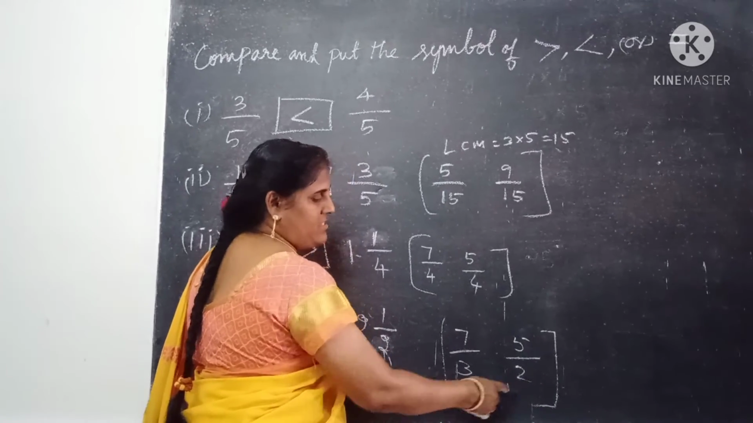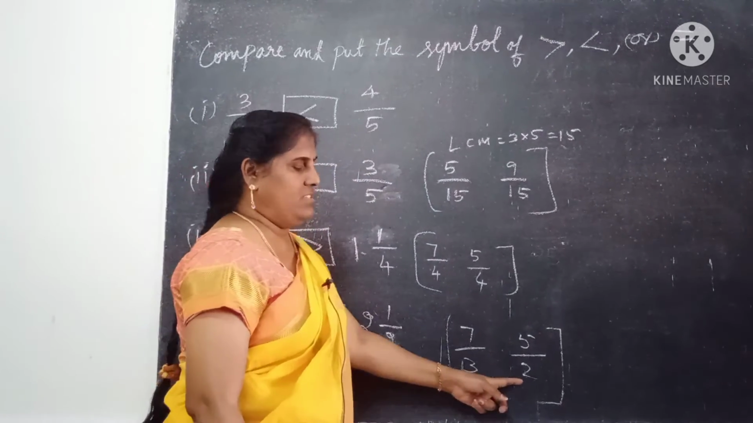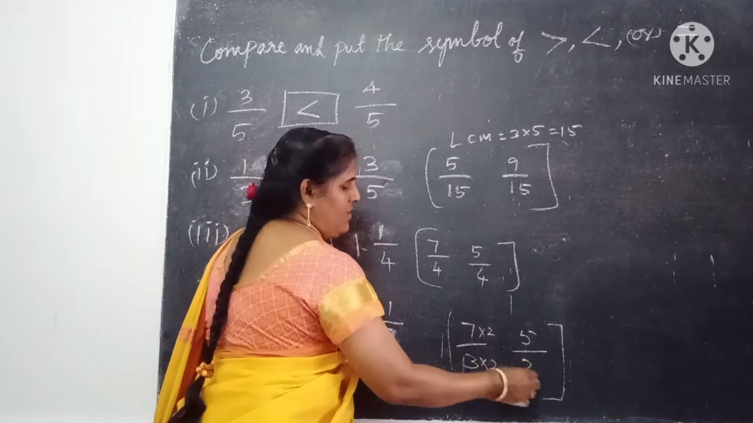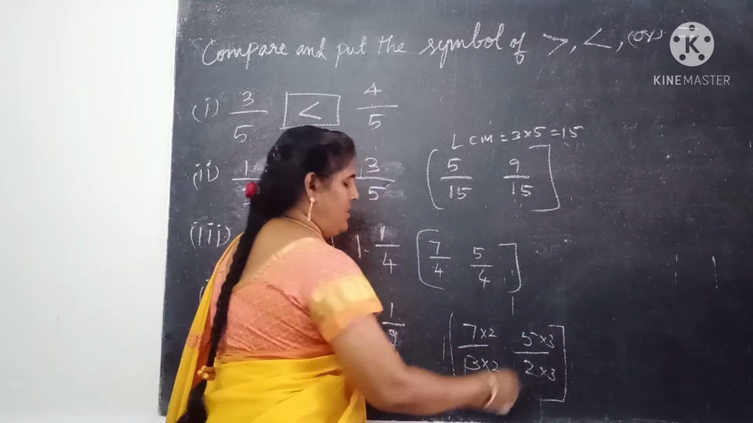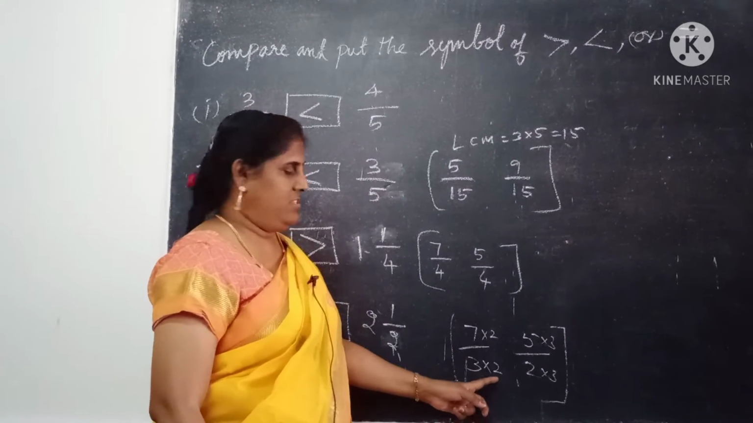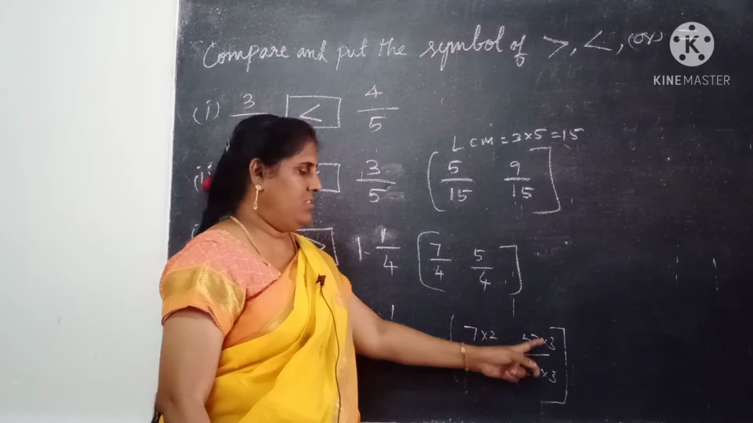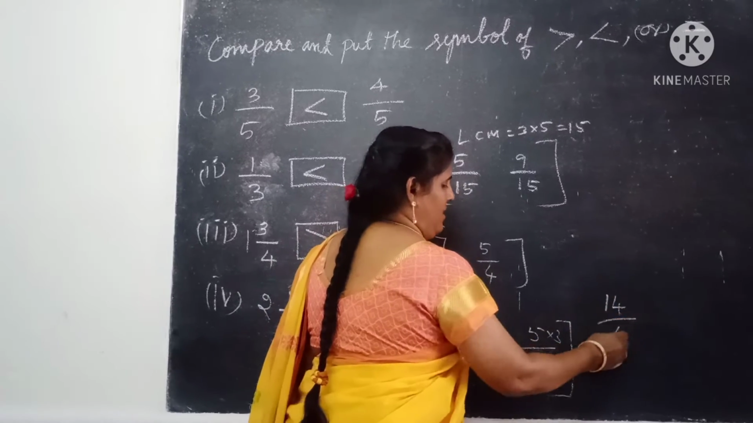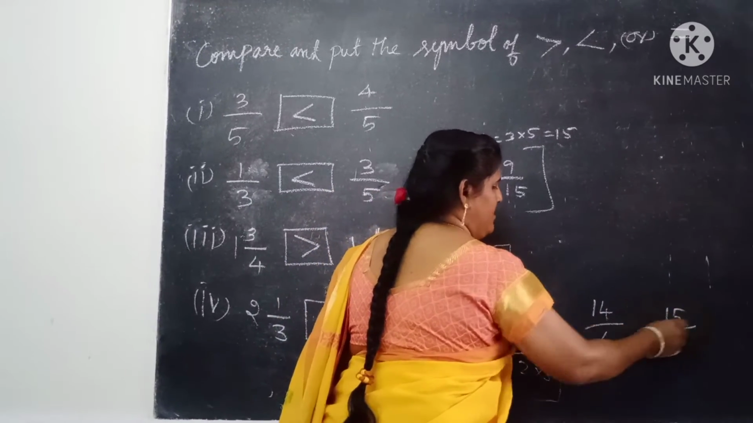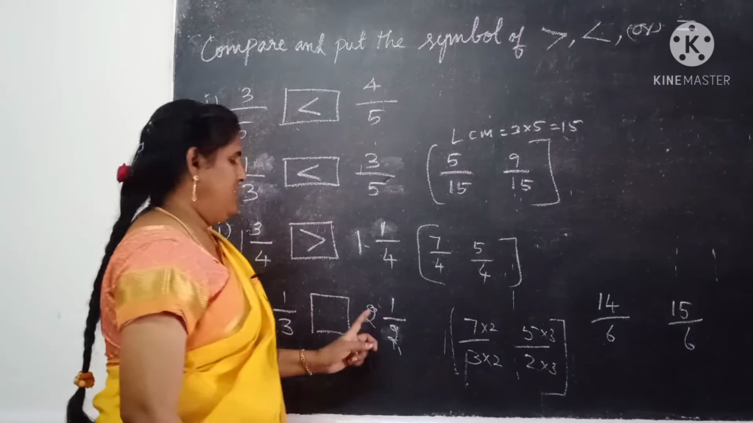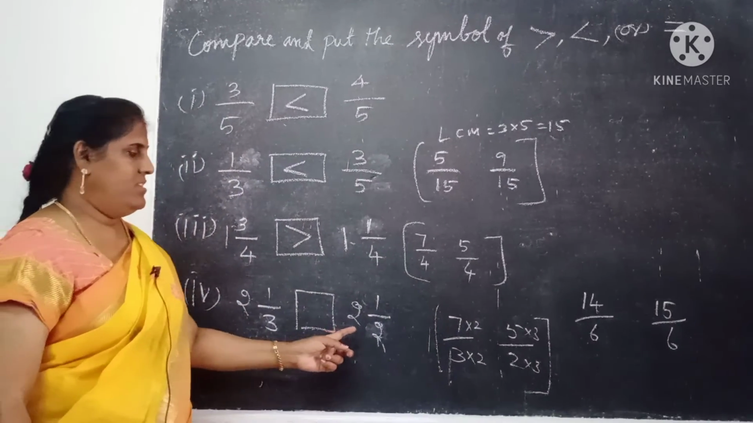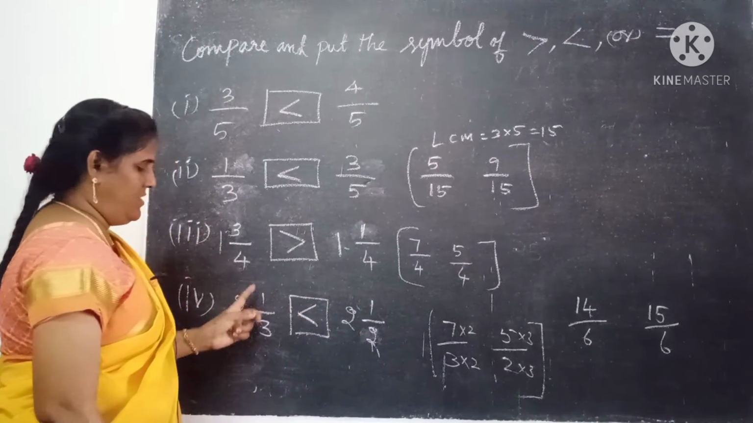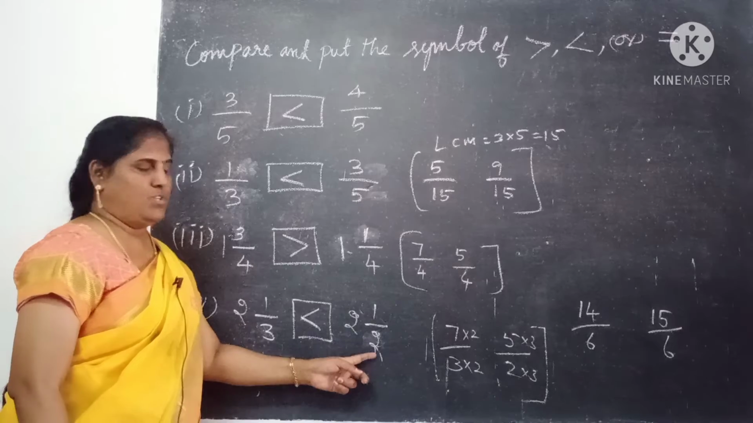3 2s are 6. Take the LCM. So 3 2s are 6. If you want to convert into 6, first multiply the 2 table up and down. Here the 3 table. So what does it become? It becomes 14 by 6, and this will become 15 by 6. So 15 is the second number. Therefore, which one is greater? This one is greater. So this is the answer. So 2 1 by 3 is less than 2 1 by 2.